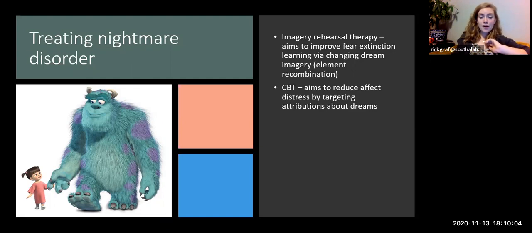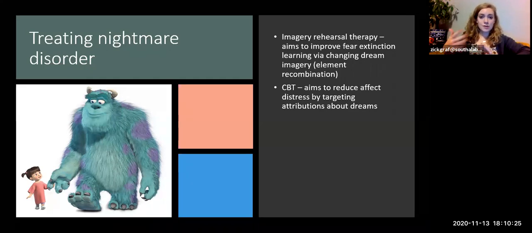So if they normally dream about getting jumped in a dark alley, they would write out that whole script, but then change the ending. So after they get jumped, it turns out that it's their best friend and it's a weird surprise party. They would rehearse that script over and over in the hours before bed. They would try to read it right before going to bed, and they would actually try to influence their dreams with that script.